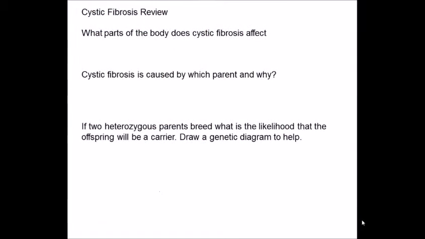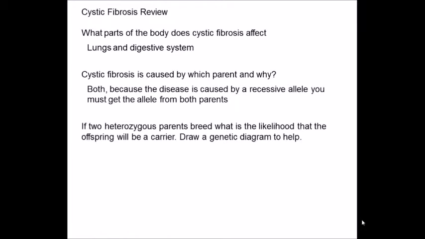So to review, what parts of the body does cystic fibrosis affect? Well, two mainly, the respiratory and the digestive system. So aka the lungs. Cystic fibrosis is caused by which parent and why? Because you need to receive two alleles, and because it's recessive, therefore it's caused by both parents. Obviously, if you receive the healthy allele from one parent, it means that you would be at worst a carrier.